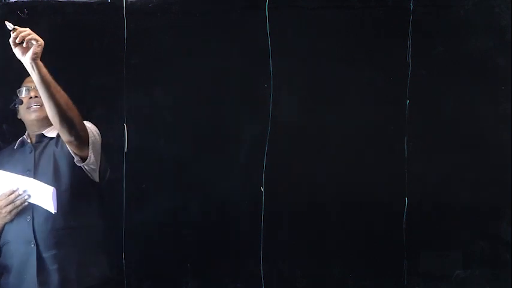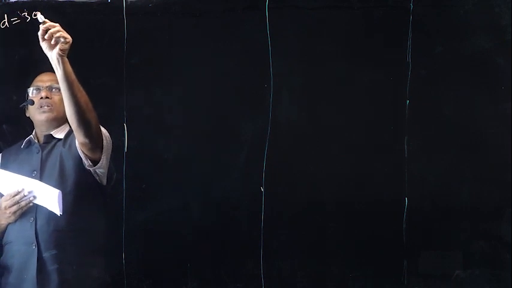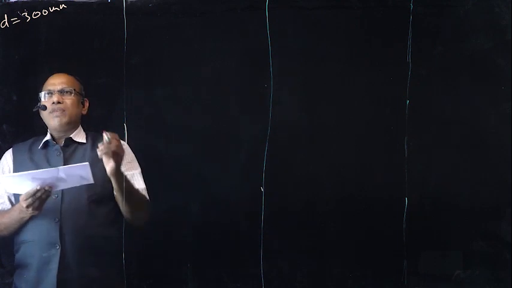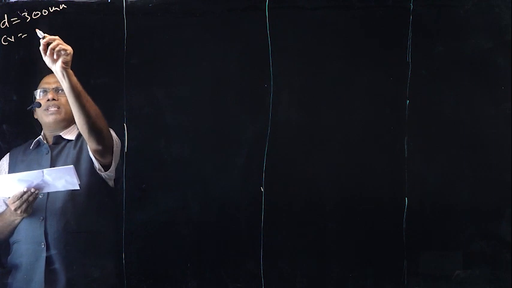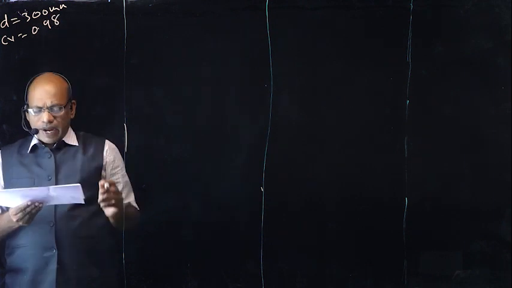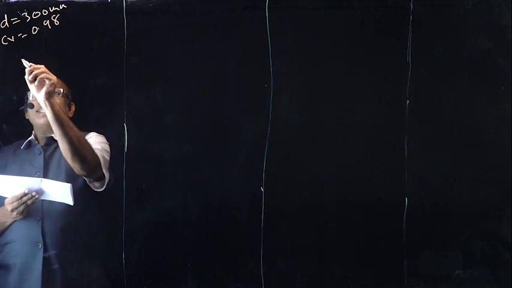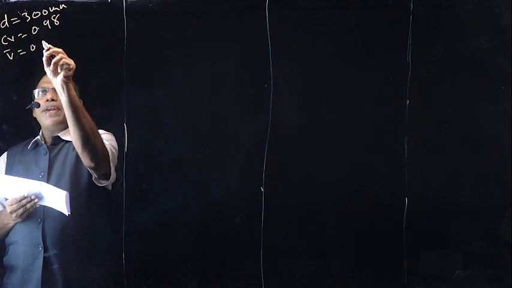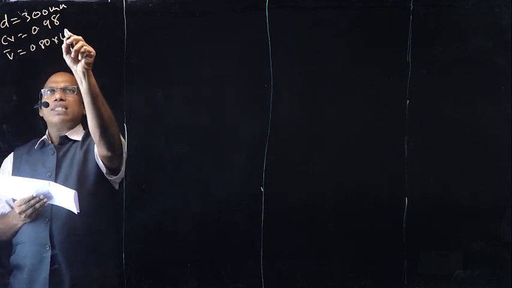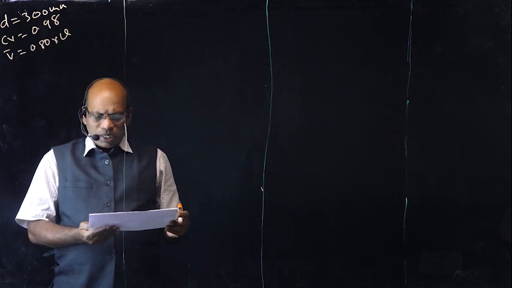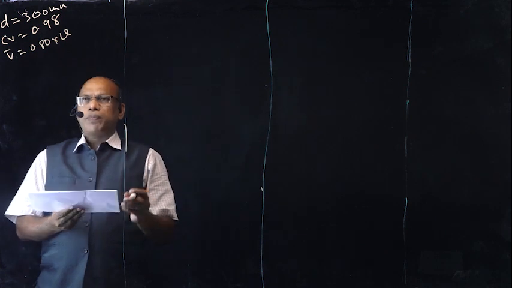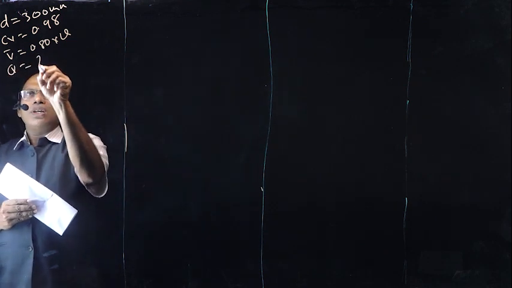0.98. Right, in this problem they have given the diameter of the pipe, that is equal to 300 mm, and Cv, the coefficient of pitot tube, is given, that is equal to 0.98, and the mean velocity is equal to 0.80 times the velocity of flow. This is the given data. By using this data, find the discharge through the pipe. What is the discharge Q?